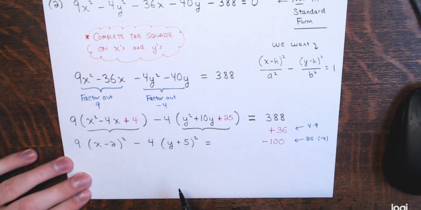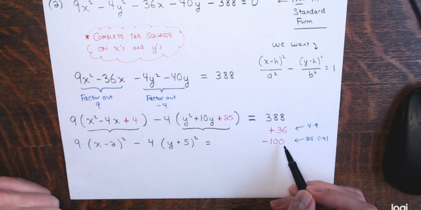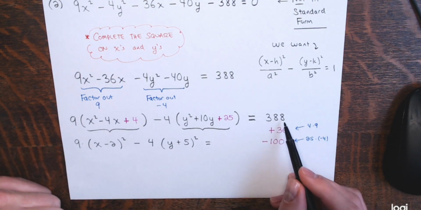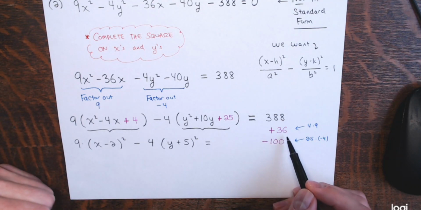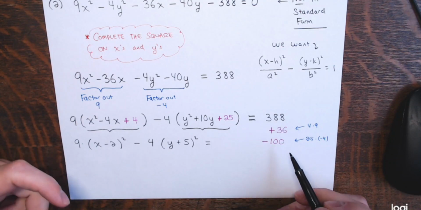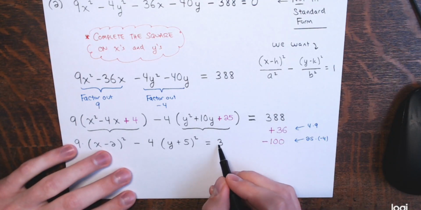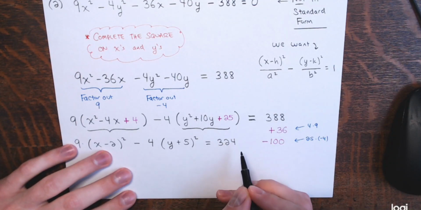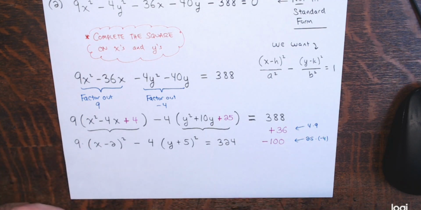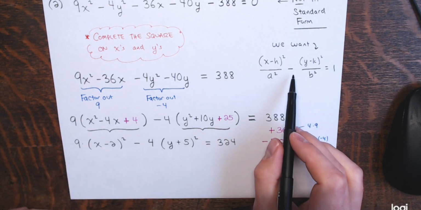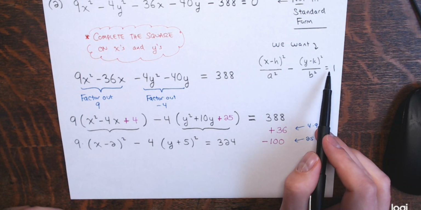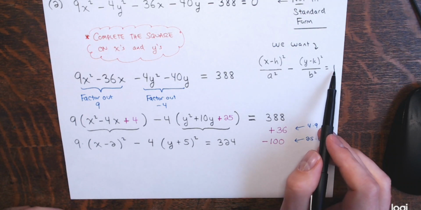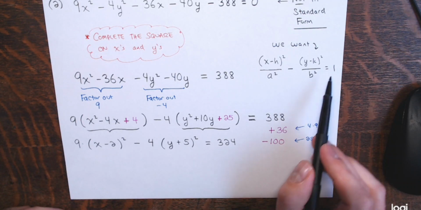Equals, and then the other side, 388 plus 36 would be 424, minus 100 would be 324. So we're almost there. I'm almost in this standard form. Notice on the right side of standard form it's equals 1. Equals 1, not equals 324.